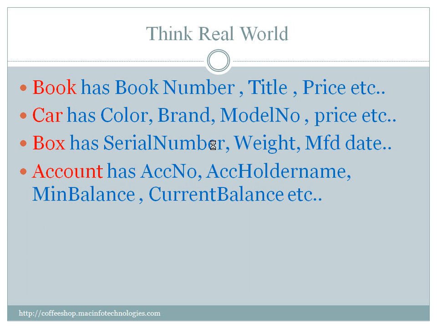So we have to think in a real world way. So what does it mean, thinking in real world? So a book has book number, title, price, etc. So now book is considered to be one separate object. So it has some features. So we want something to be declared as a book, and that book should have all the features together.